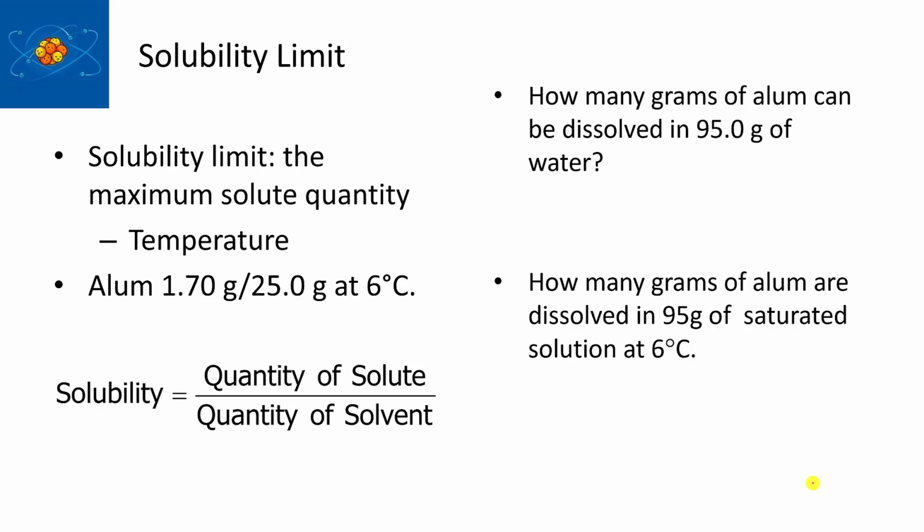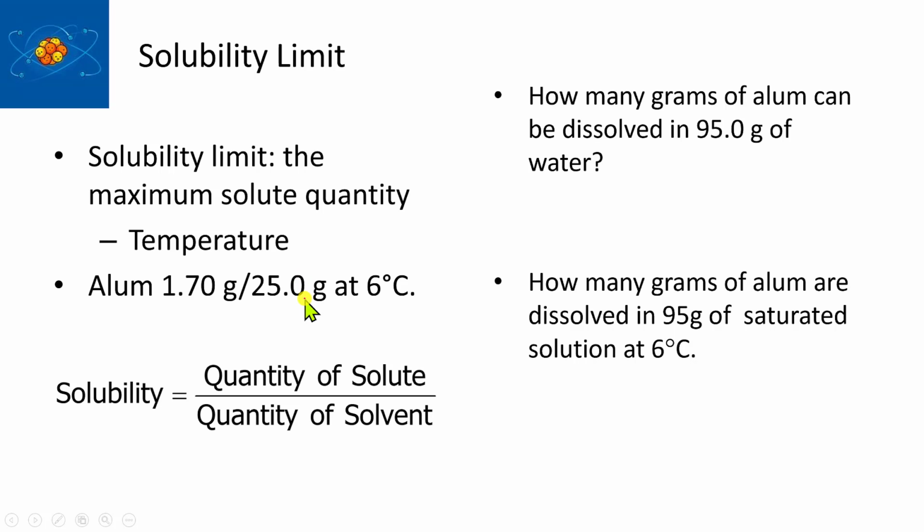There's something that we call the solubility limit. And the solubility limit is how much of a solute you can dissolve in a solvent. There are different ways to do solubility limits, but one of the most standard ways is to say a quantity of solute in a quantity of solvent. So this is not the mass of the solution, this is actually the mass of the solvent.